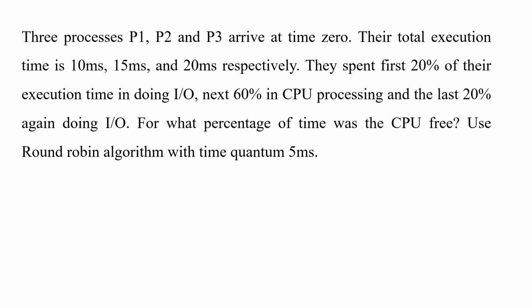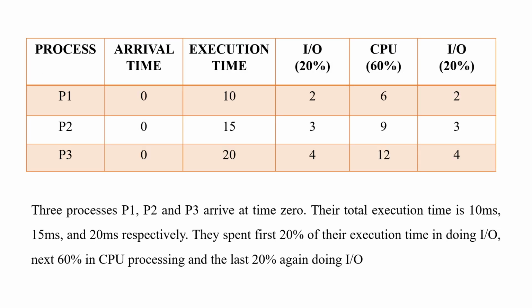And they have given a note. You have to use the round robin algorithm with a time quantum of 5 milliseconds. So the time slice is 5 milliseconds, right? So for the given data, I have converted the given paragraph into a table.